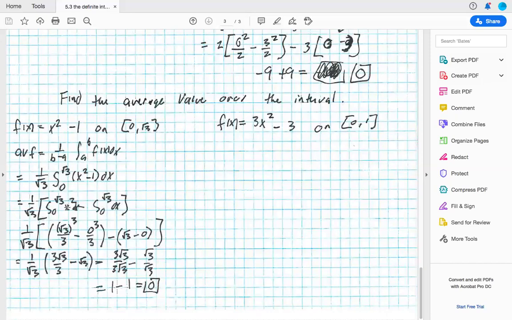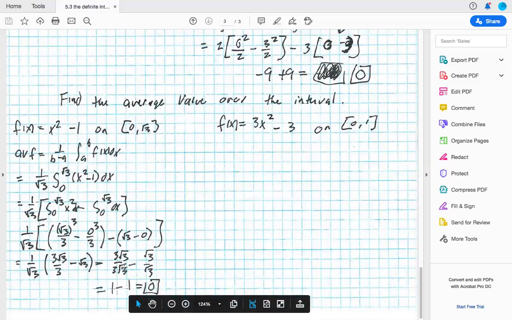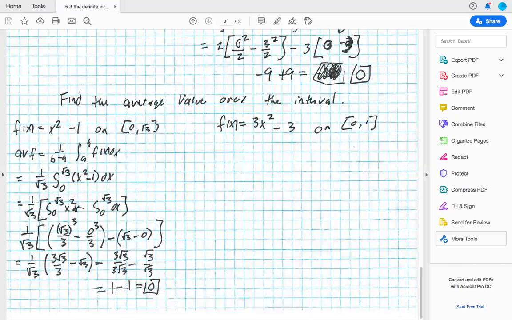Here, the integral of x squared is x cubed over 3. We plug in our upper bound, we plug in our lower bound. Here, plug in our upper bound, plug in our lower bound, do the calculation, and get 0 again. So that's pretty much it. We'll take it from there in the next class, and we will keep doing some more examples.